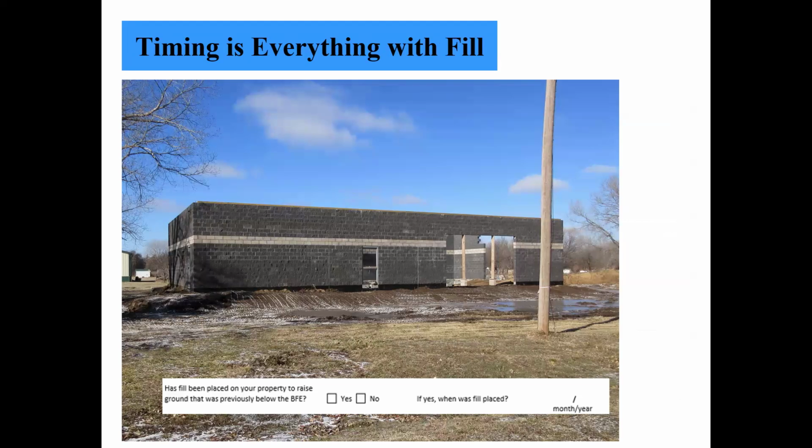So again, timing is everything with fill. In this case, you can see the ground has obviously been altered. There's unnatural fill that's been used to elevate this structure. And of course, the timing: when was it mapped in versus when was the fill placed? Again, if it was before that certain date, then it's considered natural. But the MT-1 application does have this question to help establish that and to make sure that you're on the right form. Has fill been placed on your property to raise the ground that was previously below the base flood elevation, yes or no? And if yes, when was that placed?